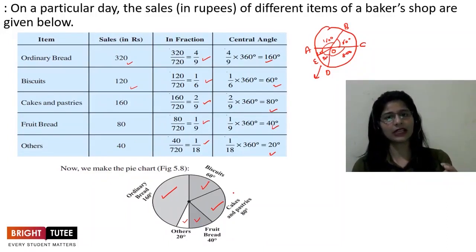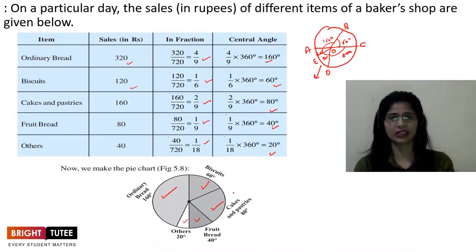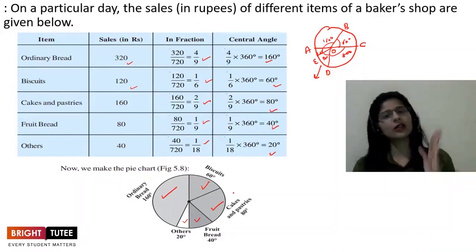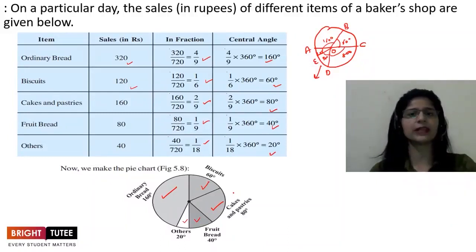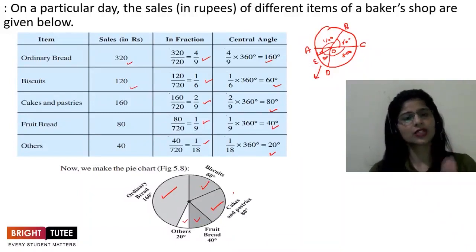Keep the whole part in the denominator, and in the numerator you write that particular part, for ordinary bread, biscuits, books, notebooks, whatever is given in the question. Then you are going to get one fraction. Multiply that fraction with 360 degrees, because we know that the complete central angle is 360 degrees. So you multiply 4 upon 9 with 360 degrees, and you get the particular angle for that particular item. Clear?